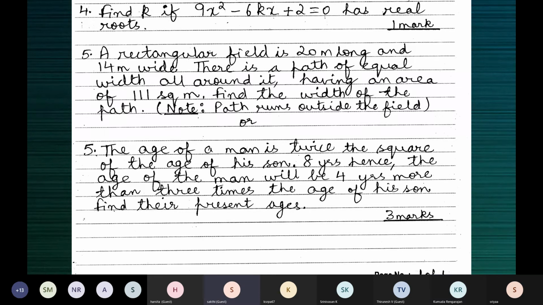Hence means it is from now, man. Future. 8 years into the future.